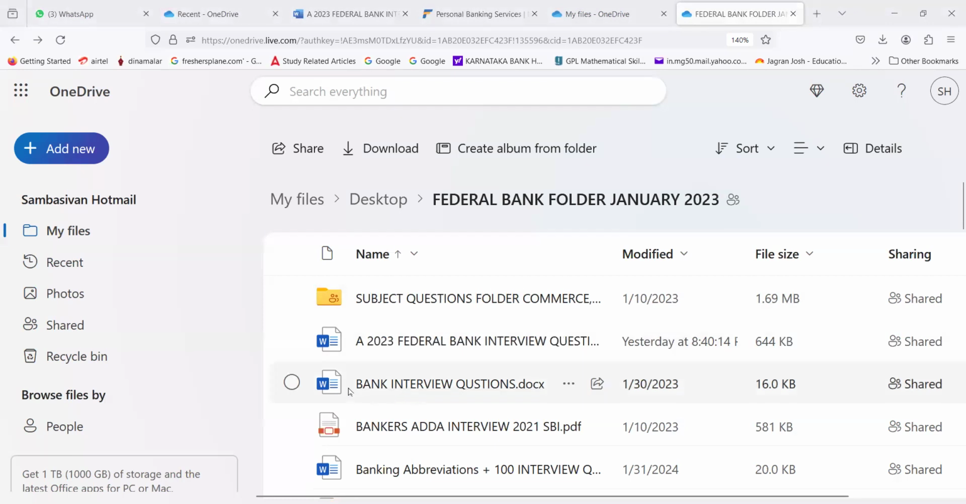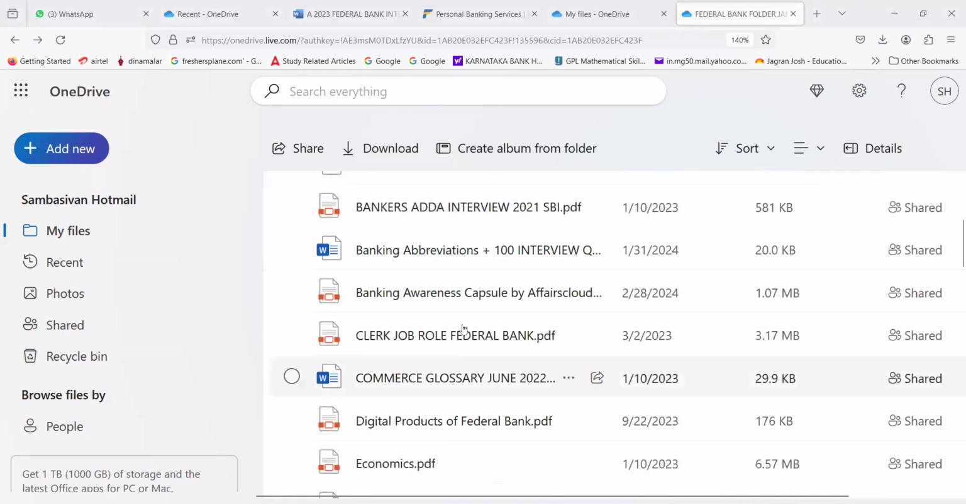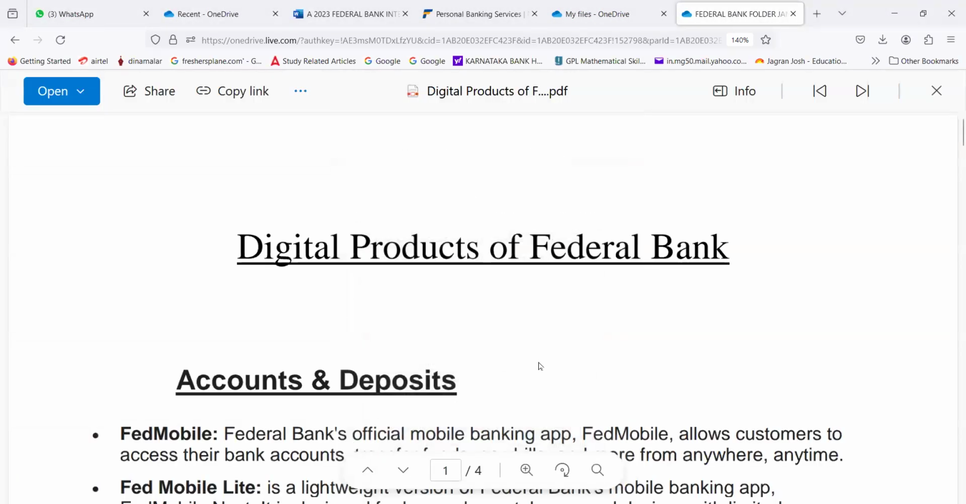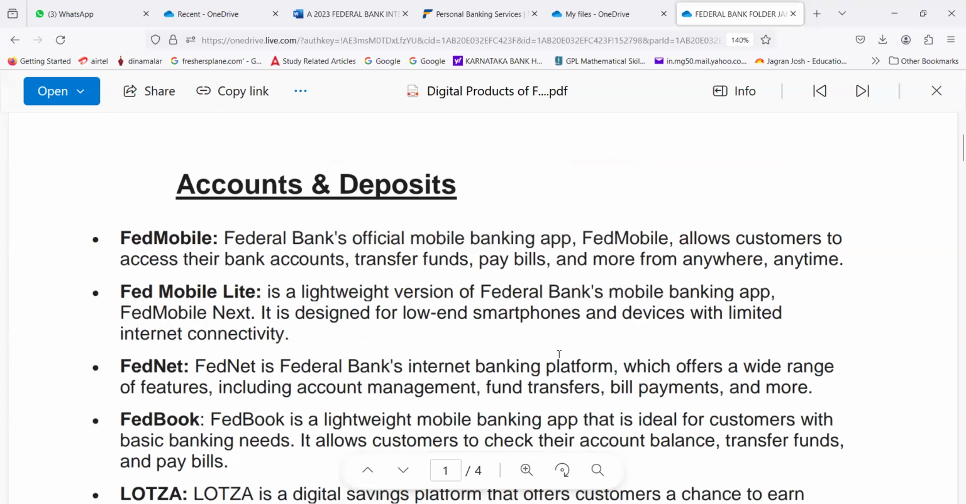2023 interview questions. Then simply bank interview questions, what I have prepared. Next, Bankers Adda interview booklet. And following that, you have this clerk job role. Then for commerce people, commerce glossary. Then for computer students, digital products of Federal Bank. So I think since these two people are new, they can go through this.